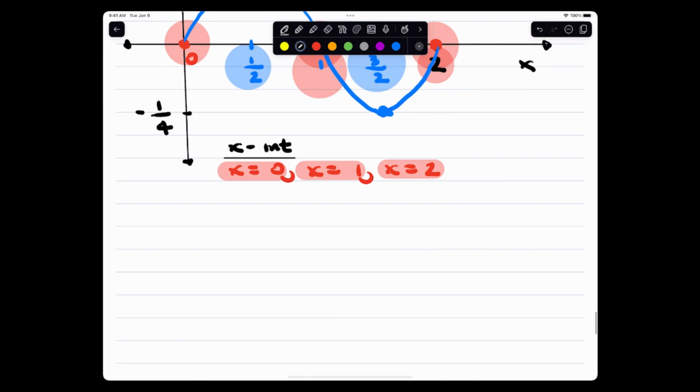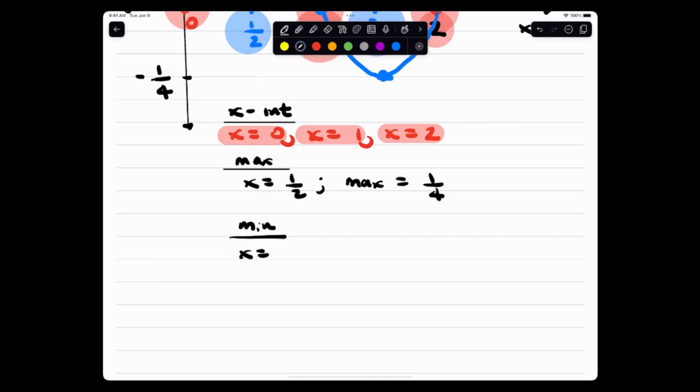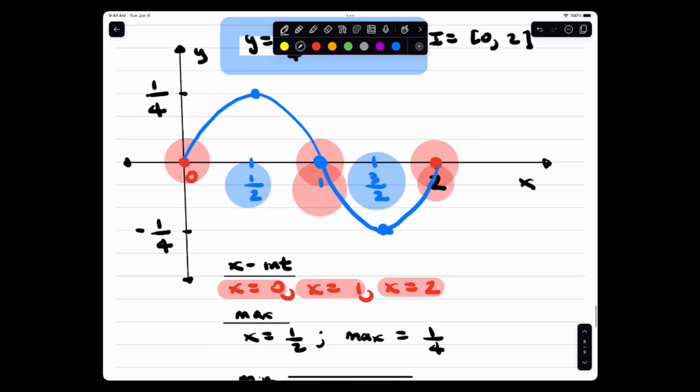Where do you have the maximum values of the function? That happens when x equals what? What is the max? Do you guys know what the max is? It's 1/4. Good. Where do you have the minimum value of the function? Where's the min? X equals what? 3/2. What's that min going to be? Negative 1/4.